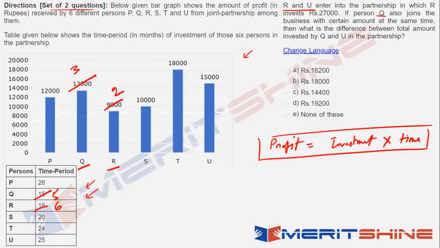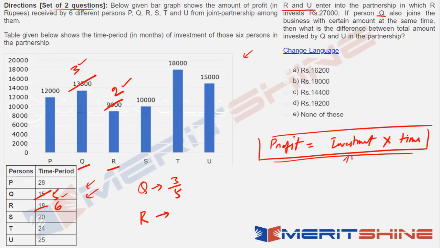So, since we have reduced it, we have ignored everything else. So, profit is equal to investment into time. So, what would be the investment? It will be profit upon time. So, for Q, what would this be? Profit is 3 and the time period is 5, because investment would be equal to profit upon time. So, we have reduced it, but still it is consistent with each other. So, for Q, it would be 3/5.